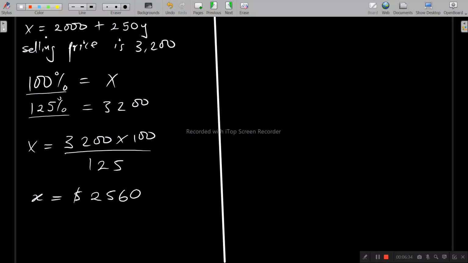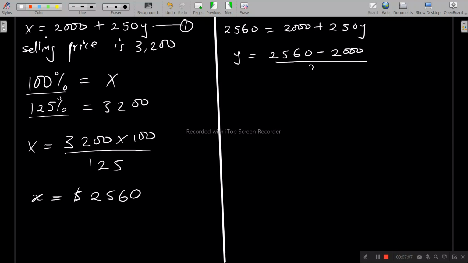Now if x is equal to 2,560, then what is our y? We can just use the first equation we deduced from the word problem to find y. So x is now 2,560, and you put it here: 2,560 equals 2,000 plus 250y. If you make y the subject, y will be equal to 2,560 minus 2,000, over 250. This is a simple linear equation, so I hope you can understand this.